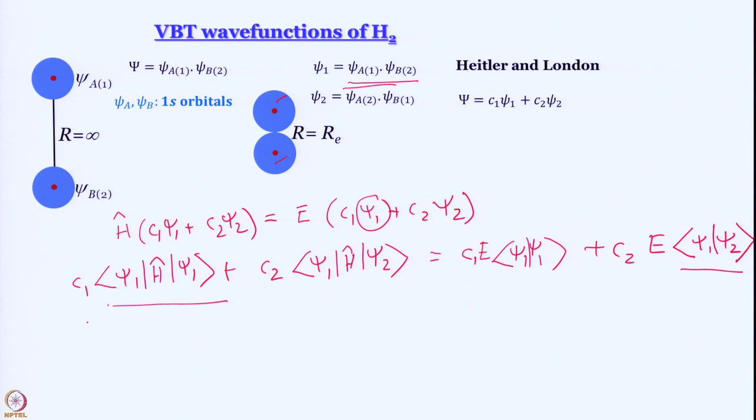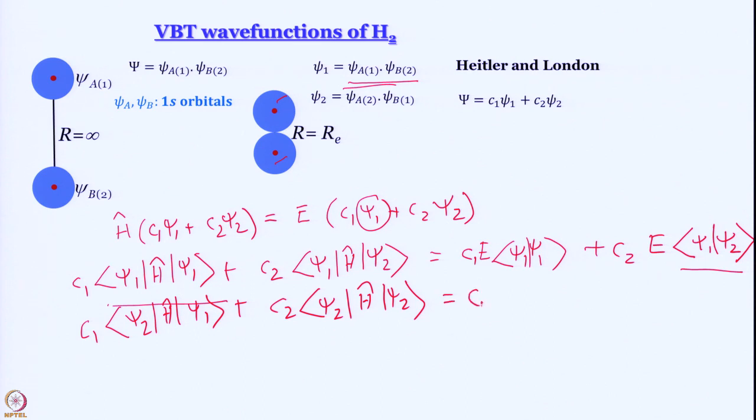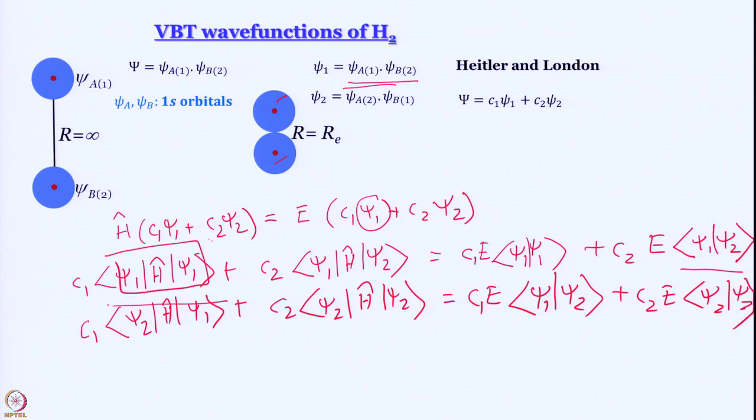You get something like c1 integral psi 2 H psi 1 plus c2 integral psi 2 H psi 2 equal to c1 E integral, I just write psi 1 psi 2 because the order does not matter, plus c2 E integral psi 2 psi 2. We are going to evaluate all these. For now, what we do is, we call this H11, we call this H12. We have encountered these earlier, remember? We call this H21 and we call this H22.